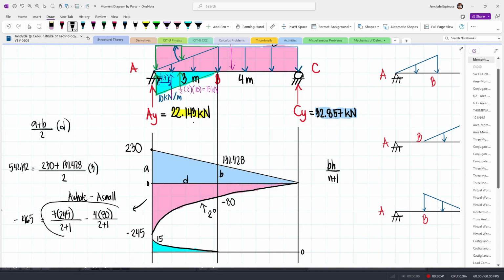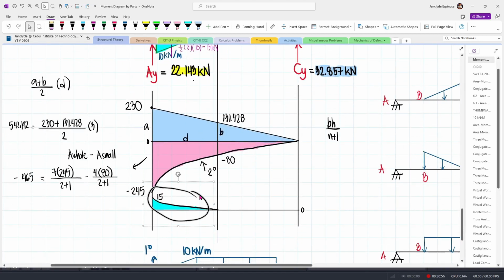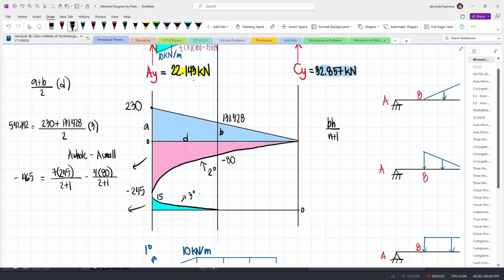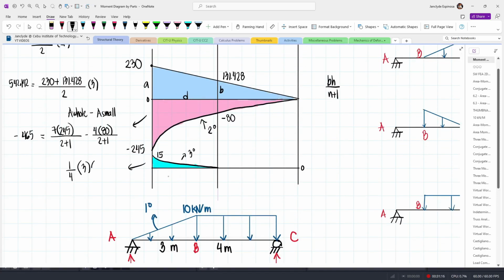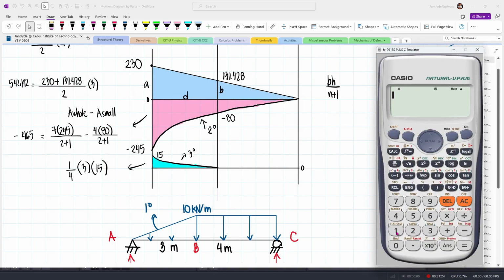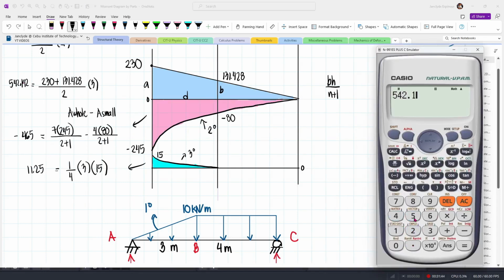We're just using the absolute values for the value of the area, but you need to consider the sign. Now for this one, we have a triangular load, so this is to the third degree, and so this area will be 1/4. Again, we have n plus 1 times the base, which is 3 meters, multiplied by the height, which is 15. And so this is now 1/4 times 3 times 15. We have 11.25.